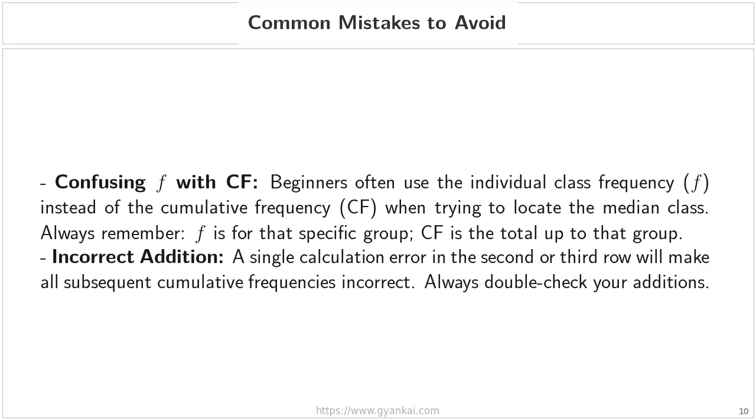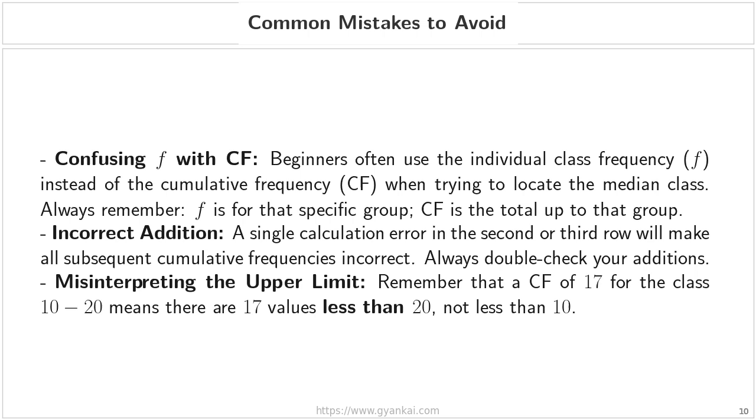Second, be extremely careful with your arithmetic. Because cumulative frequency is a running total, a single addition error in the second or third row will create a domino effect, making every subsequent cumulative frequency incorrect for the rest of your table. I strongly recommend you double-check your additions as you go.